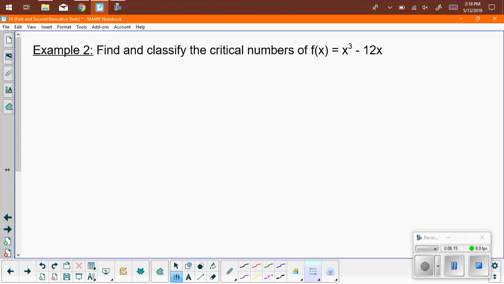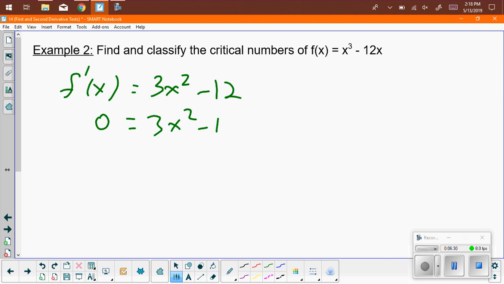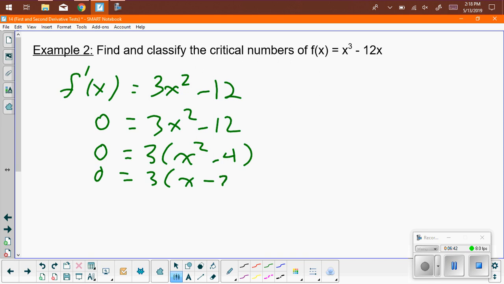So again, we'll start with our derivative. f prime of x equals 3x squared minus 12. I want to find the roots of this to find my critical numbers. 0 equals 3x squared minus 12. There's a couple ways you can solve from here, but let's keep with factoring for a moment. So I can common factor out a 3, and we get 0 equals 3(x minus 2)(x plus 2). So that means my critical numbers occur at 2 and negative 2.